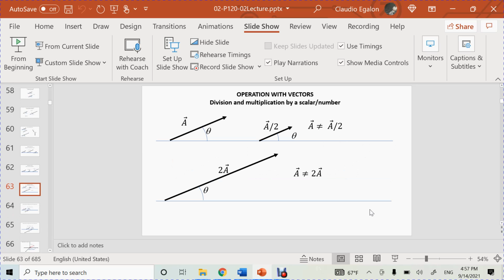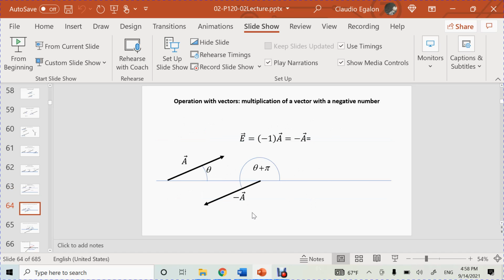So, operations with vectors. Here you go, I'm dividing by the scalar 2, multiplying by the scalar 2. I can also multiply by the scalar minus 1, and the vector just changes direction. Nothing else but direction.